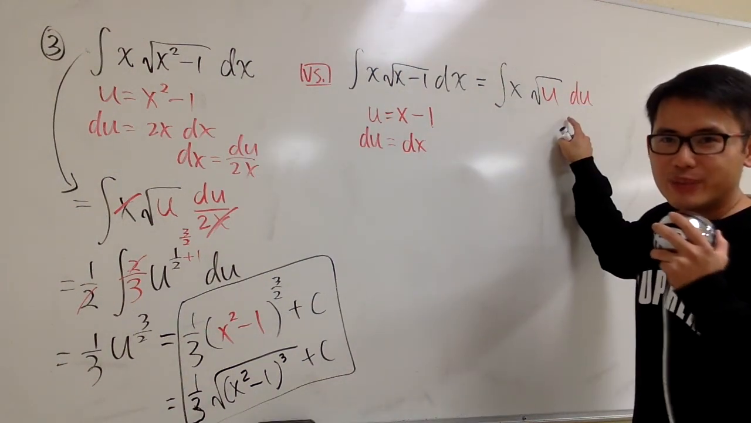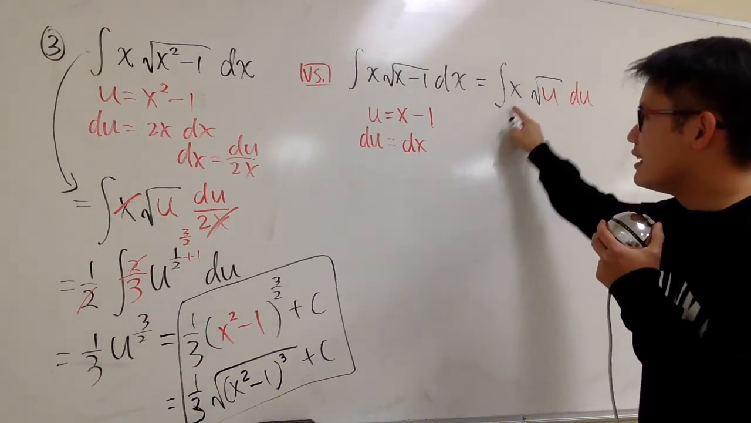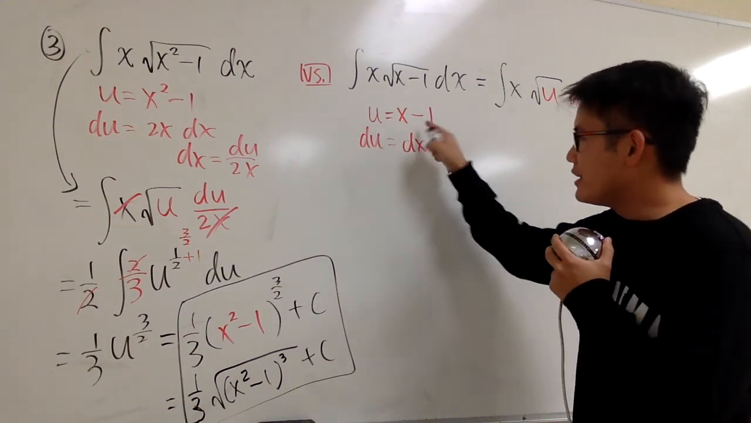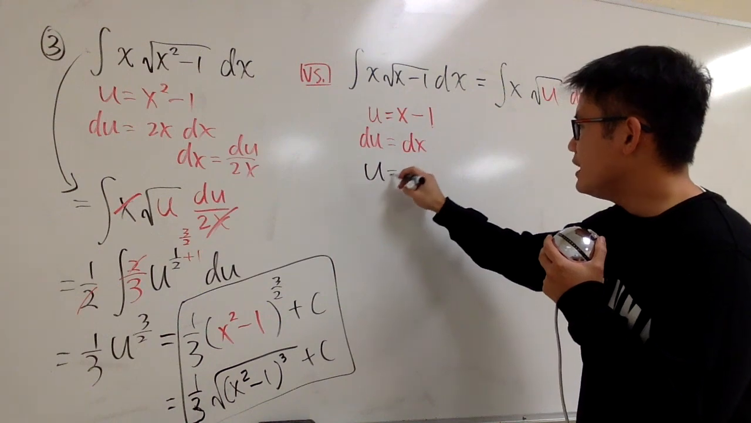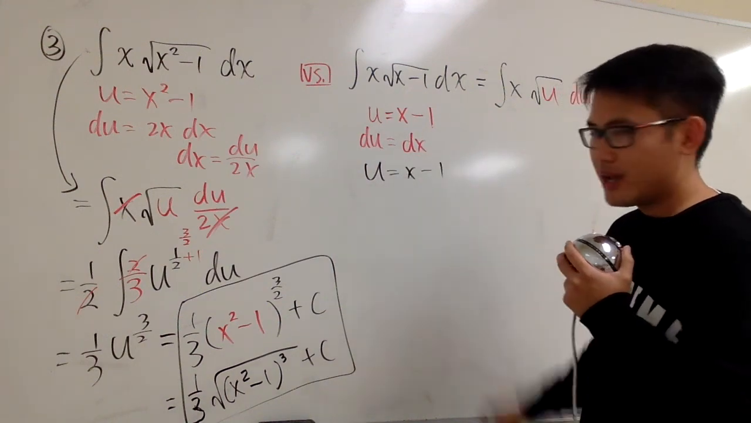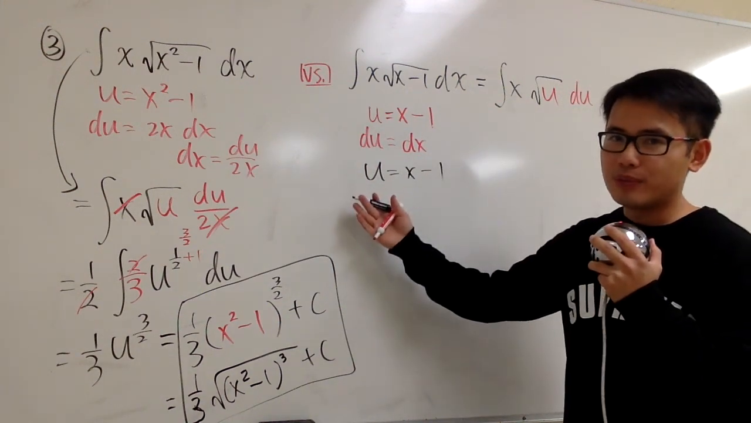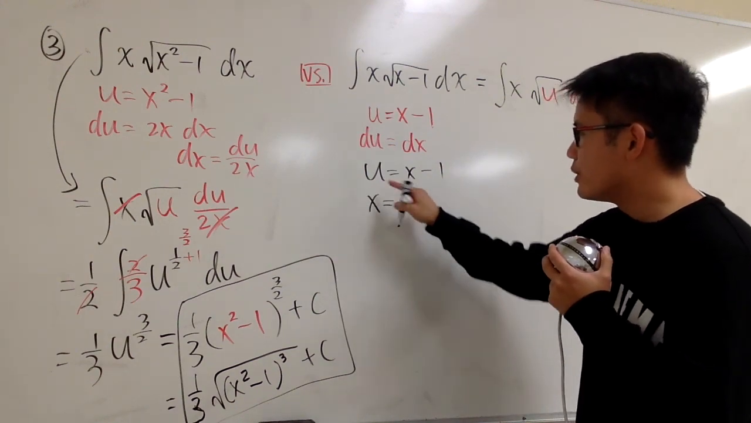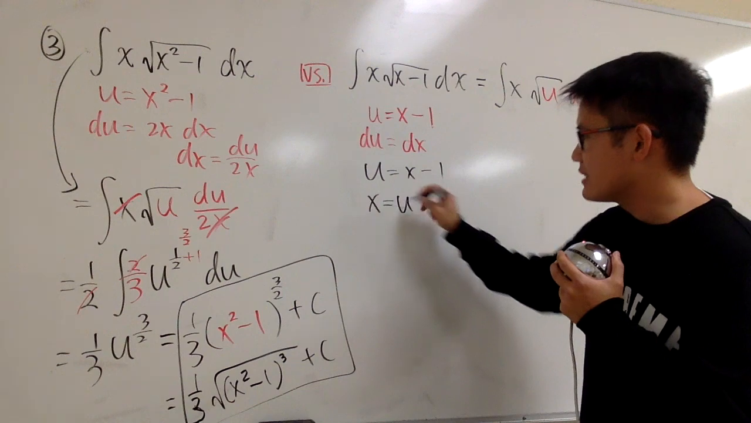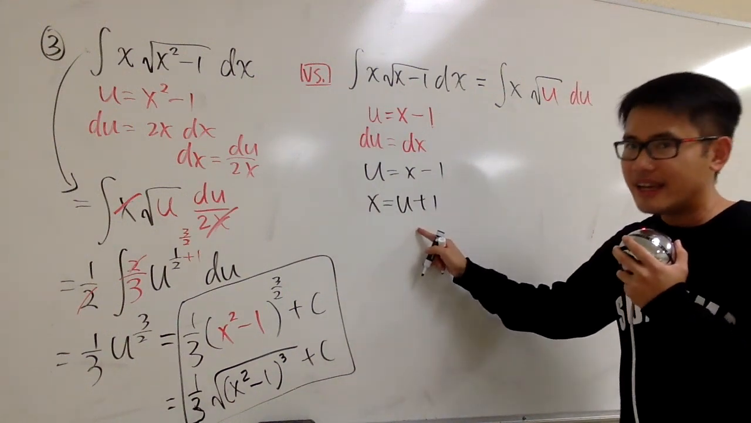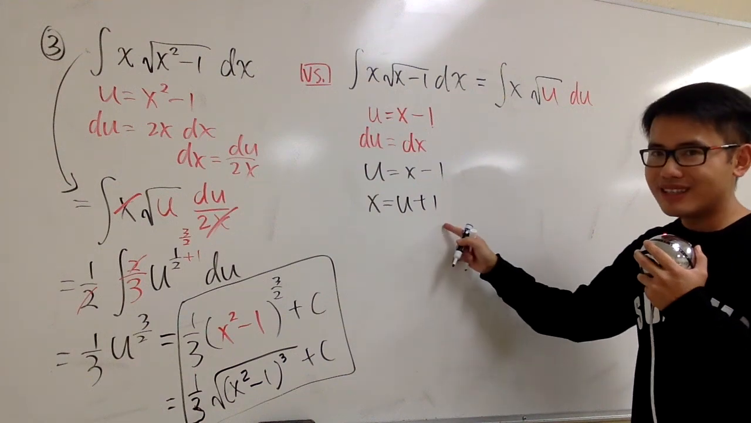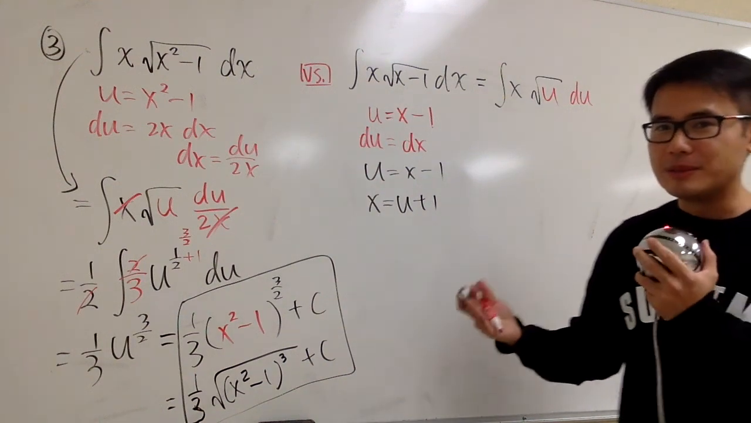However, we can still continue with this because right here we have an x, and we do have a nice connection between u and x. Let me write this down again for you guys. U is equal to x minus 1. And why don't we just add 1 on both sides? Because this way we can say x is equal to u plus 1. And then instead of this x, we can just change this to u plus 1. Then everything will be in terms of u.